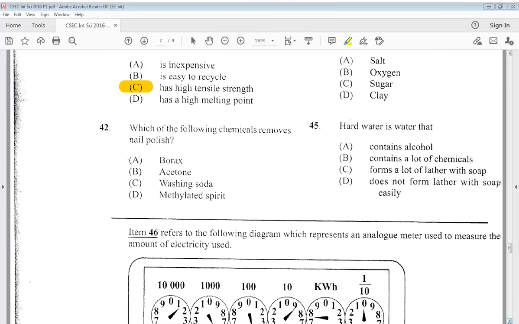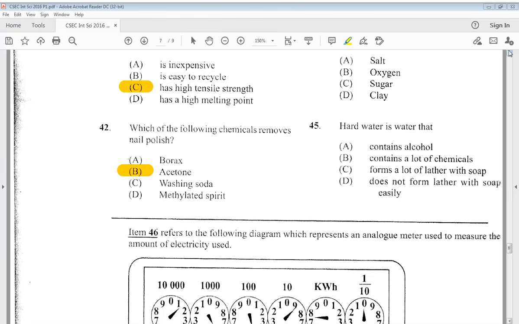Let's move on to number 42. Which of the following chemicals removes nail polish? This is another repeated question. A. Borax, B. Acetone, C. Washing soda, or D. Methylated spirit. We know the answer is B, acetone. That's an easy one, especially for the females.